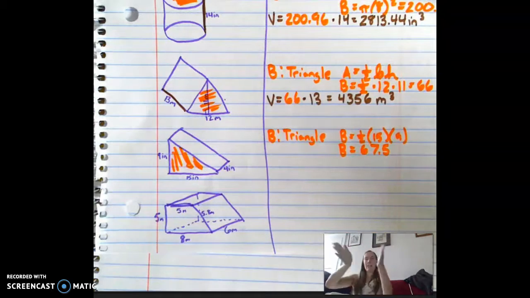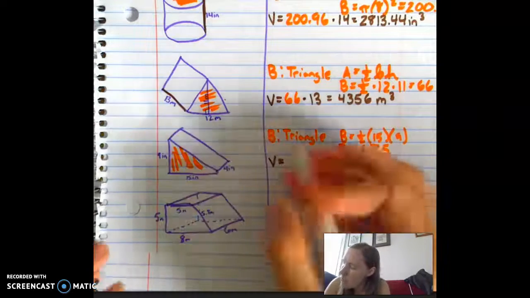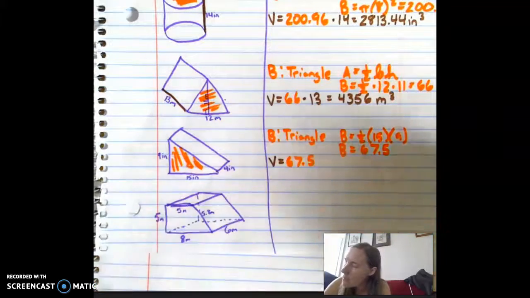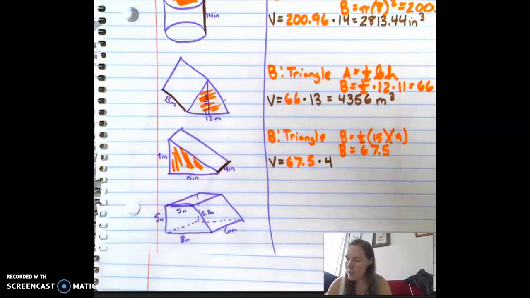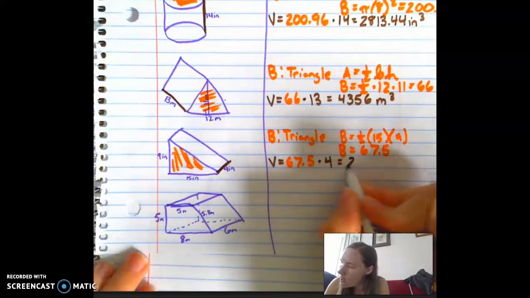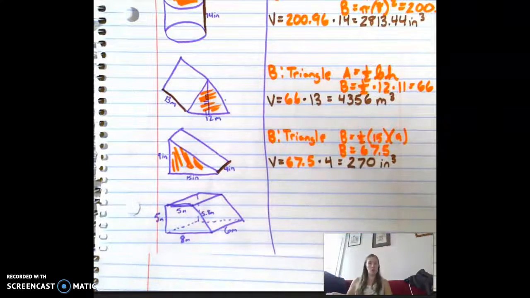Now we need to know the height, or the distance between the two triangles, to find our volume. Because our volume is our big B, which is 67.5, times the distance, which is 4. So that means my volume is 270 inches cubed. So volume is super, super easy with prisms. No matter what the prism is, you use the same exact formula. The only thing that changes is that big B.